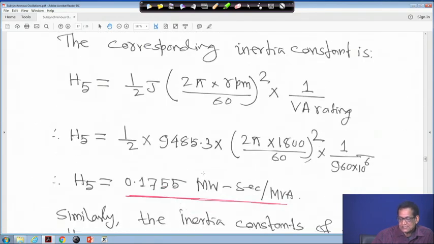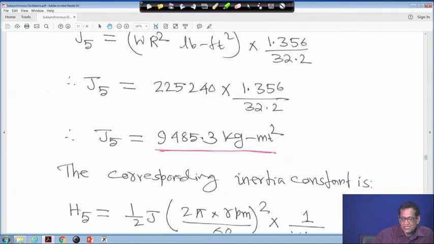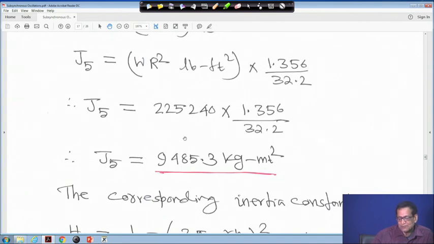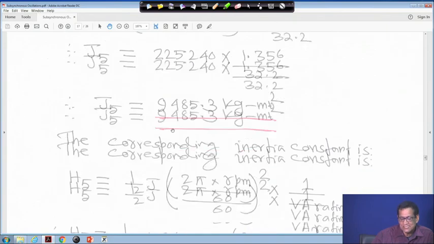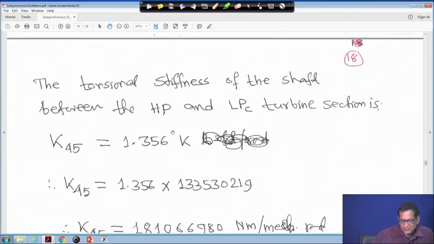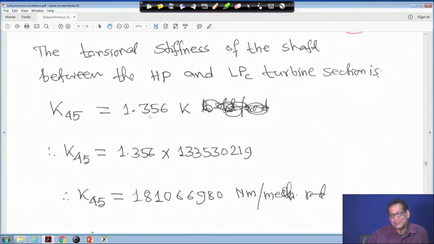The way we have converted the inertia with 1.356, this we have derived earlier. Similarly, for stiffness also you try to do a little bit yourself.